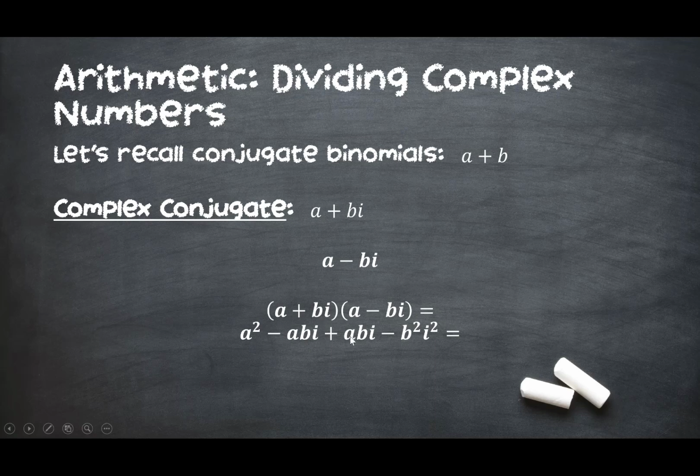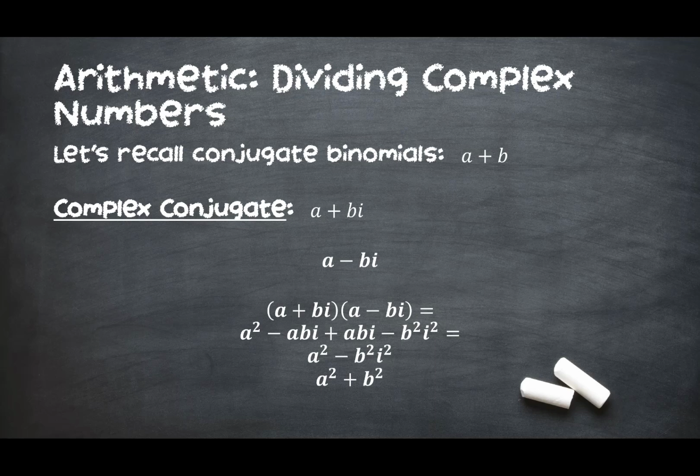bi times a gives us abi, just rearranging the letters, and then bi times negative bi gives us negative b squared i squared. Let's note that the middle terms subtract out, so we're left with a squared minus b squared i squared, and we know that i squared is negative 1. So this all reduces down to a squared plus b squared.